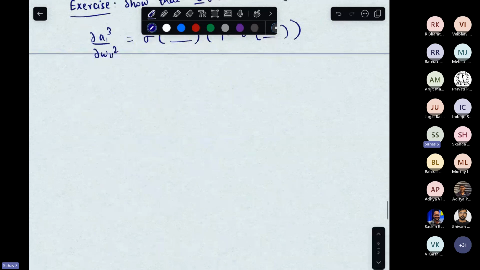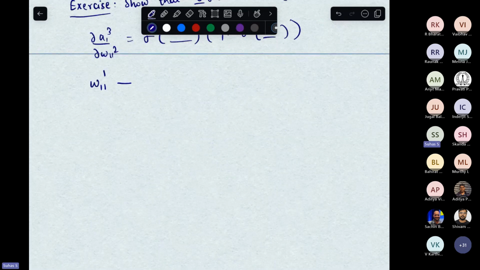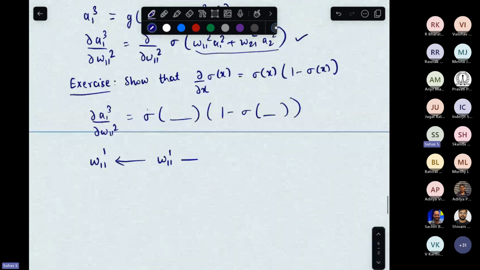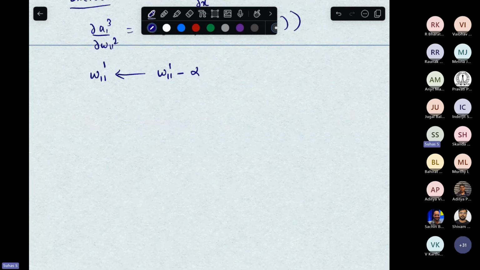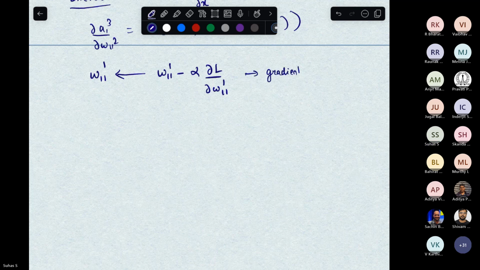And what we do is we just update W11 of layer 1 by the current weight minus alpha, which is the learning rate, times the derivative of L with respect to W11 of 1, and this is the gradient descent update.